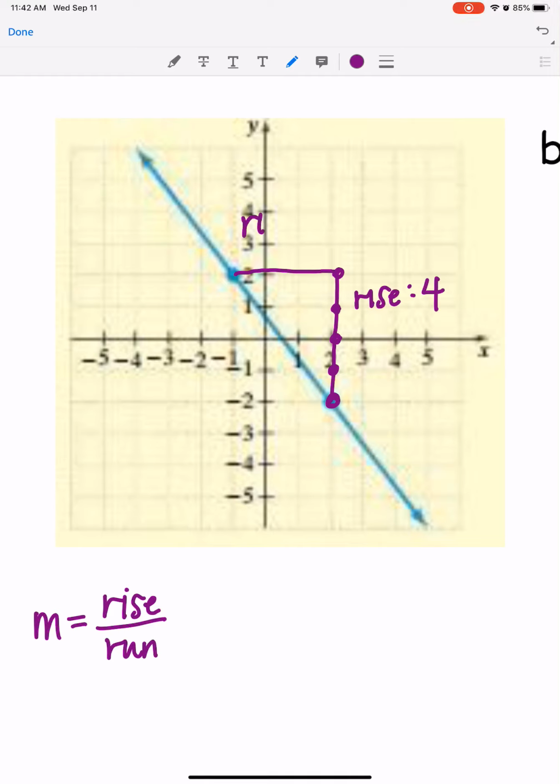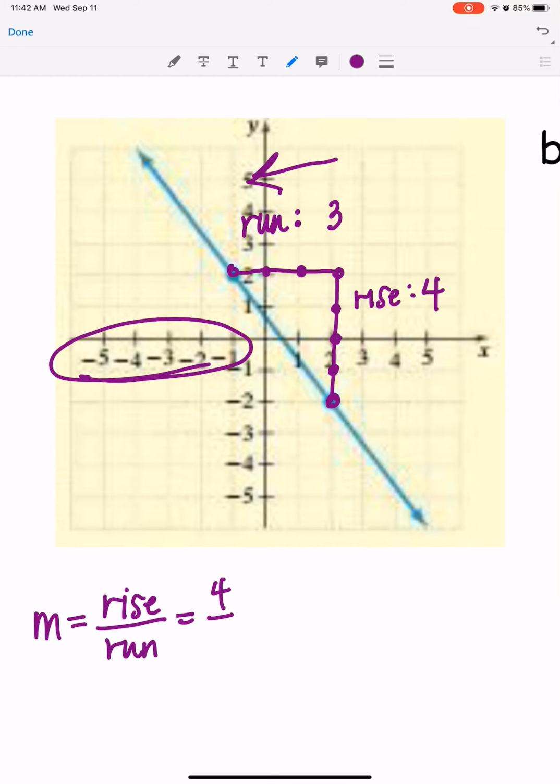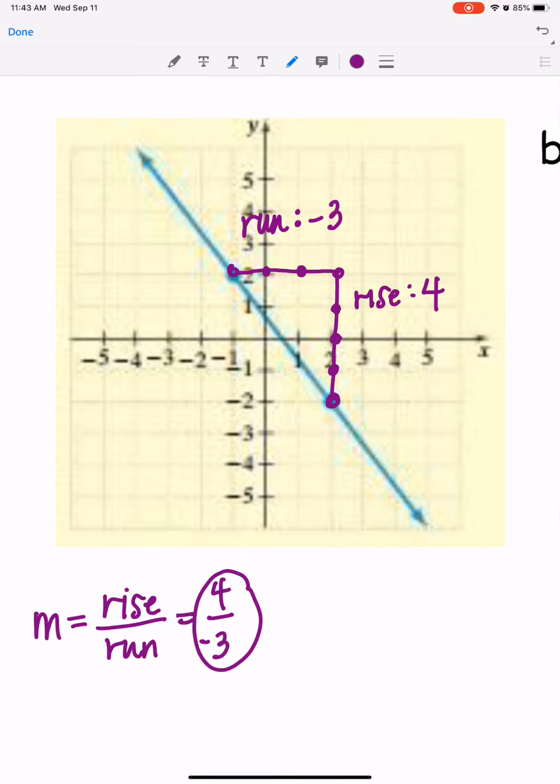Then my run here, and I'll go ahead and put my rise as 4. So then my run, again, this isn't 1 because we haven't gone anywhere. 1, 2, 3. But because this is going to the left, you're going towards all these negative numbers. This is a negative 3. So my run is negative 3. Can't reduce that, so this is my answer.